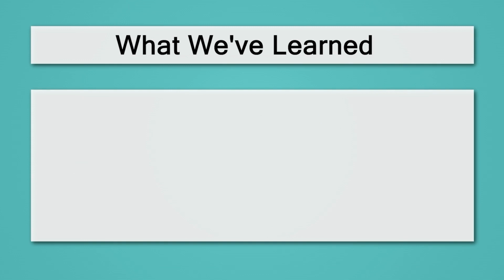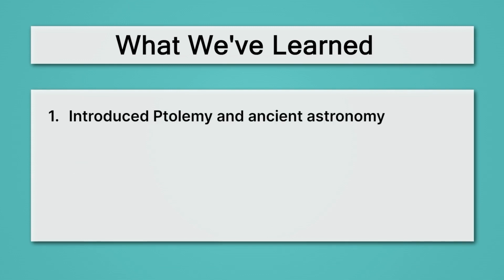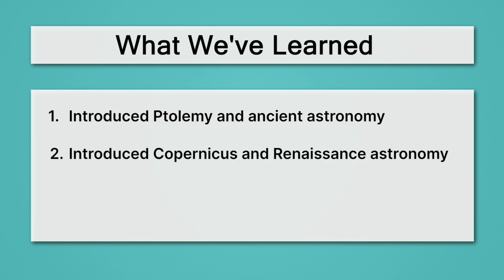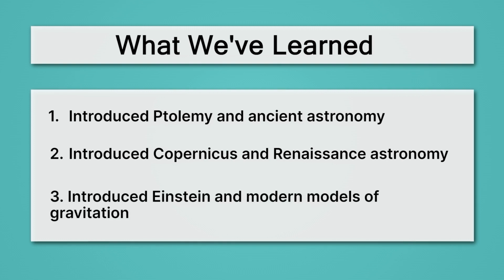Let's review what we've learned. First, we introduced Ptolemy and ancient astronomy. Ptolemy suggested that the Earth was at the center of the solar system and that the planets moved on rings. Then we introduced Copernicus and the Renaissance astronomy. Here we saw that actually we should place the sun at the center of the solar system and we should stretch these circles into ellipses. Lastly, we introduced Einstein and modern models of gravitation, where we saw that even light is impacted by gravity.